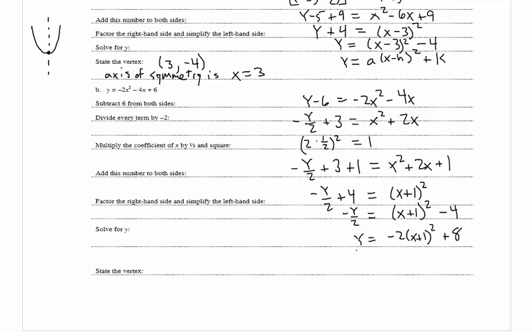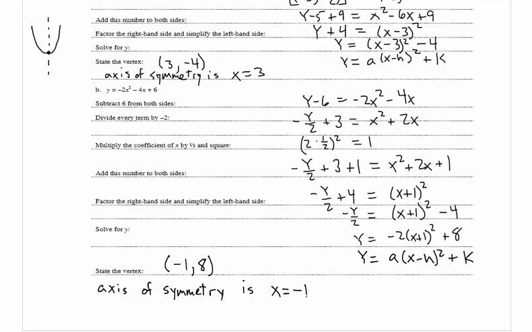And now I'm going to write my vertex form so I can find my h and k value. So we have y is equal to a times x minus h squared plus k. So now to state the vertex, we have (negative 1, 8). And then our axis of symmetry is a vertical line going through the vertex. So we have axis of symmetry is x is equal to negative 1. And that's all for this video on writing a quadratic function in vertex form by completing the square.